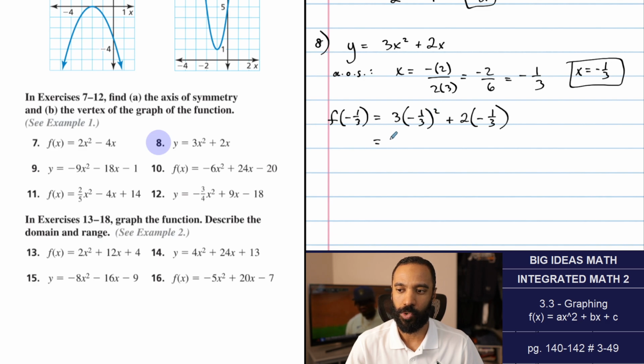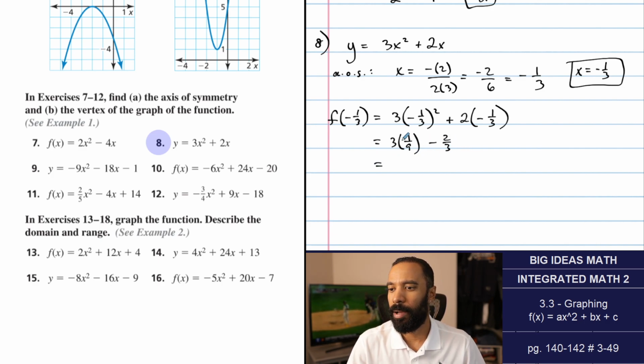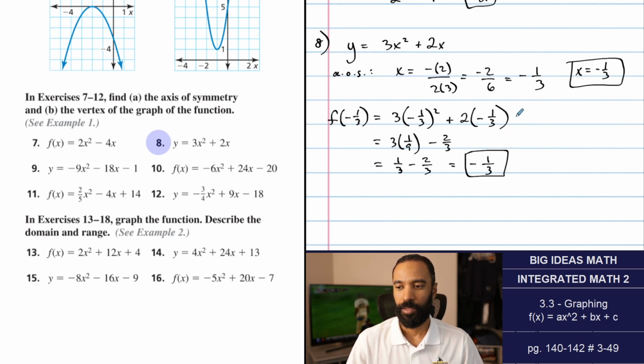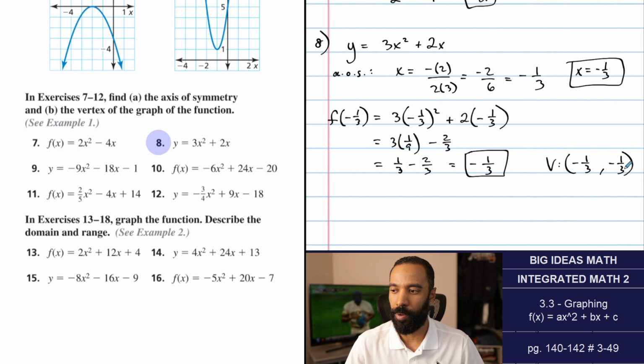Negative 1/3 squared is 1/9. I'm going to do 3 times 1/9, and 2 times negative 1/3 is negative 2/3. Oh, this one might clean up. Oh, not quite. 3 times 1/9 is 3/9. 3/9 is also 1/3. So we have 1/3 minus 2/3, which is negative 1/3. So the vertex is at negative 1/3 for x and negative 1/3 for y. They are the same thing. Now that's not the pattern, nothing about them being the same.